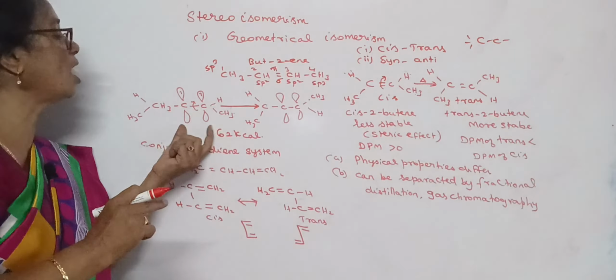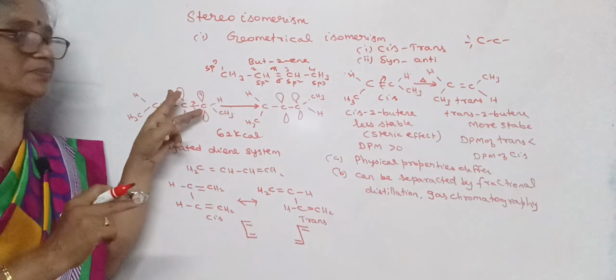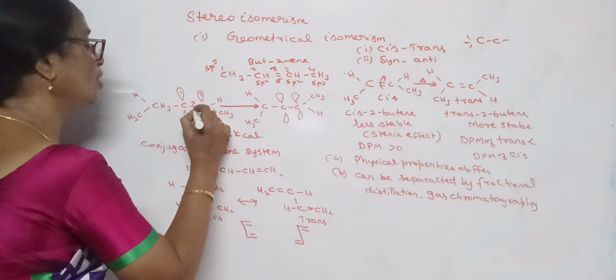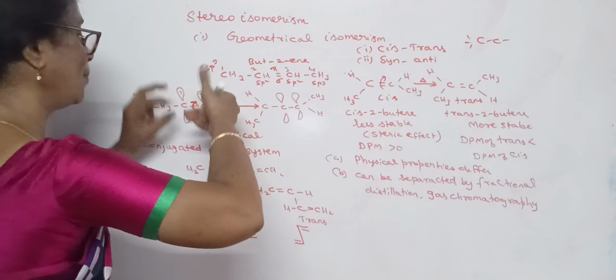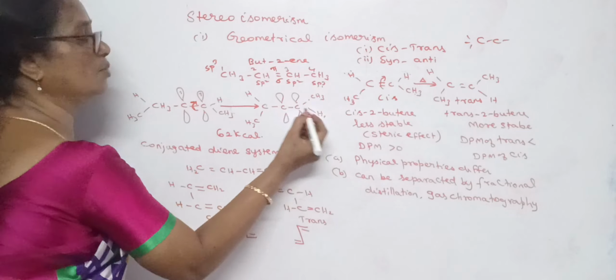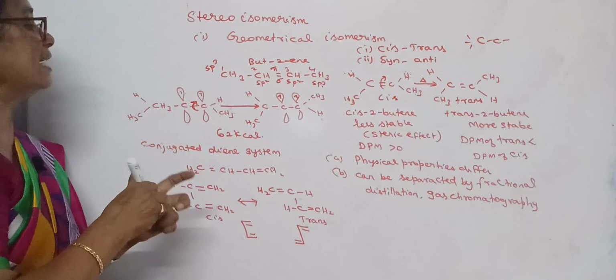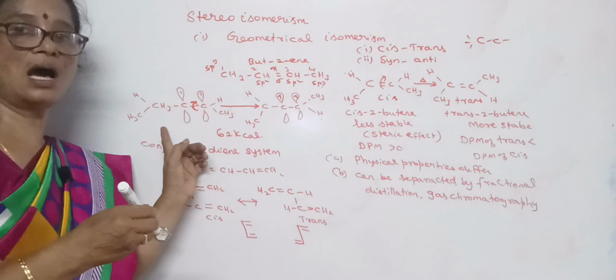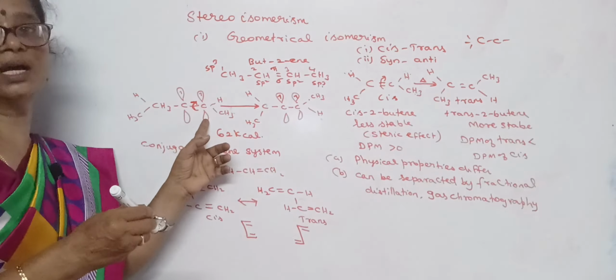This p orbital, on both of the carbons, has one electron in it. And if you are going to rotate this carbon-carbon bond, what happens? The groups will be twisted, and hence CH3 goes above and hydrogen goes just below the plane. So you may find the difference in spatial arrangement of the groups attached to the carbon-carbon double bond.